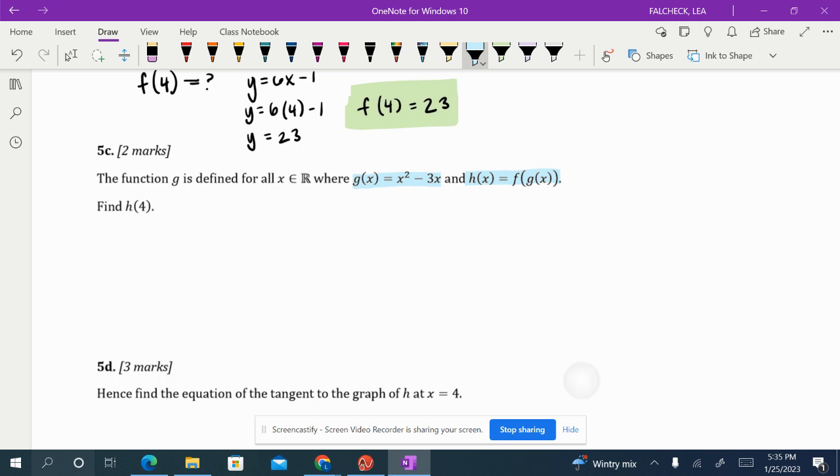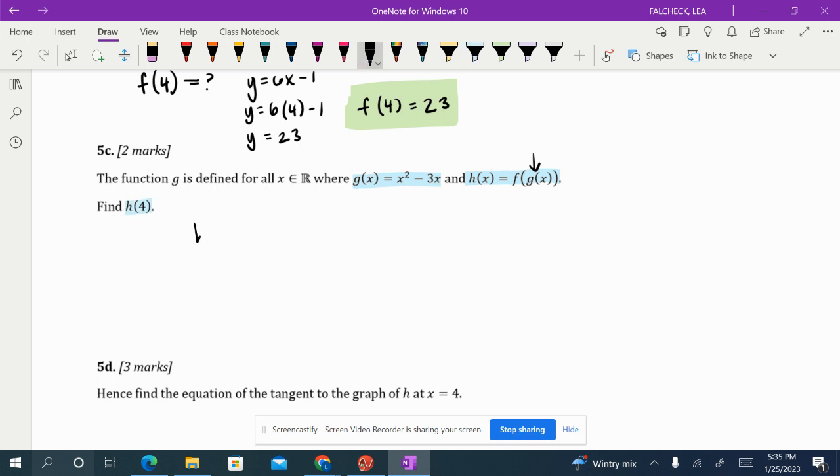Okay, so they gave us g of x's equation, and then they gave us h of x, and it looks like h of x is going to be a composition where g of x is the inner function and f of x is the outer function. Let's take note of that. Okay, so it says that we need to find h of 4. Okay, we can do that.